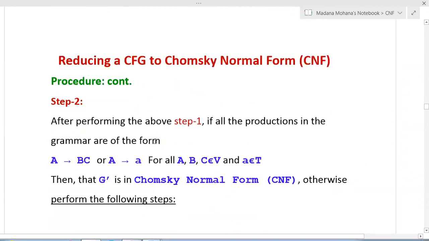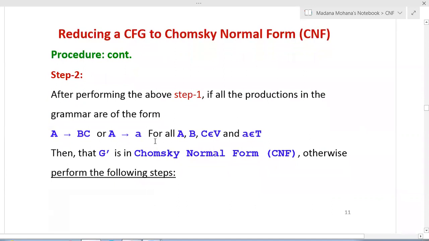Then coming to step two, after performing the above step one, if all the productions in the grammar are of the form A derives BC, meaning the right hand side has a length of two variables, or A derives terminal a, that means the right hand side has a single terminal, where capital A, B, C are variables and small a is a terminal.